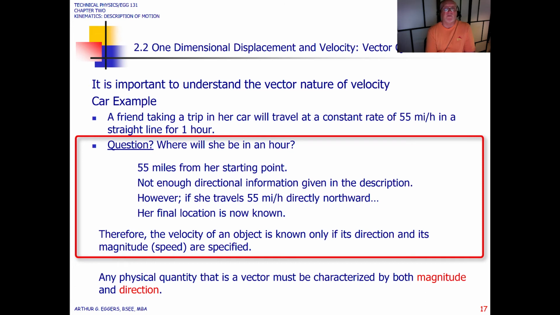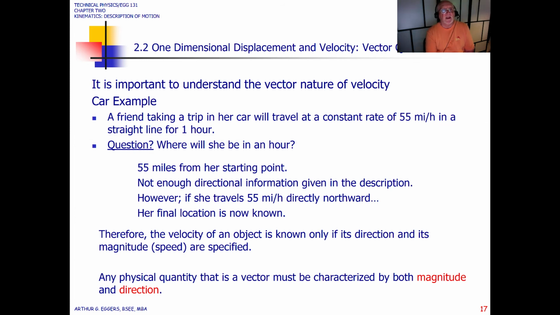But we don't have enough information. We don't know anything about the direction. If you think about it as a dot in the middle of a circle, we've got a radius now of 55 miles where that car could be. We don't know, did it go north, south, east, west, northeast, northwest? We don't know. So there's not enough directional information given in this description.